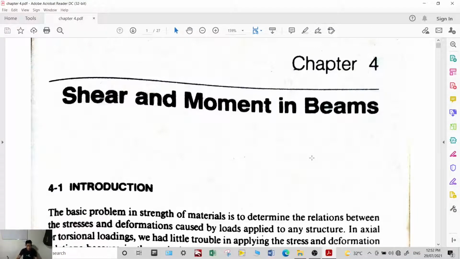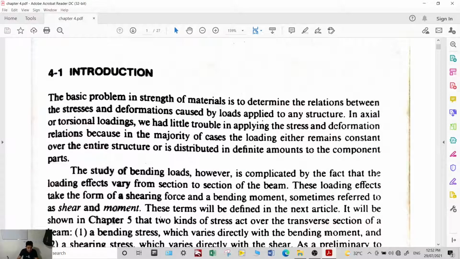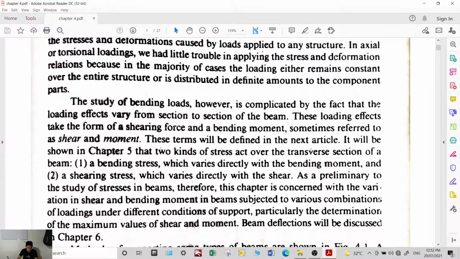Good day. This is chapter 4, and we are going to discuss one of the types of structures, which we call beams, and specifically, we will be determining the shear and moment in beams, or the stresses that the beams are experiencing. The objective for this chapter is concerned with the variation in shear and bending moment in beams.